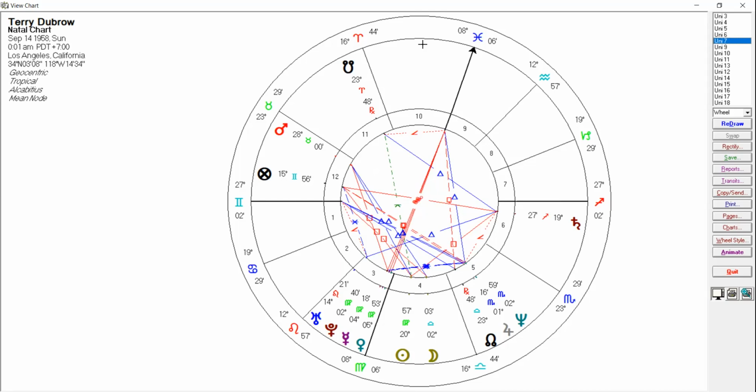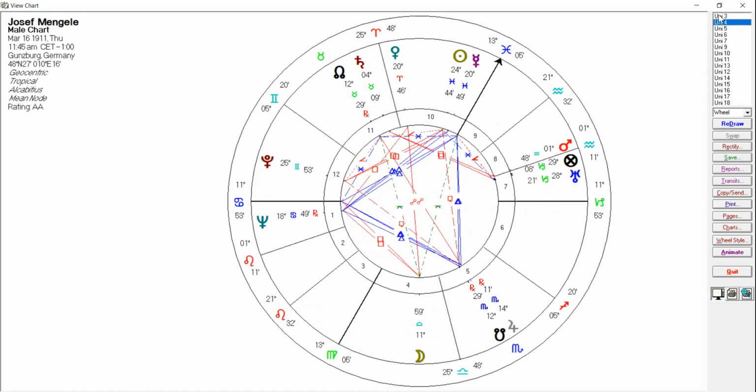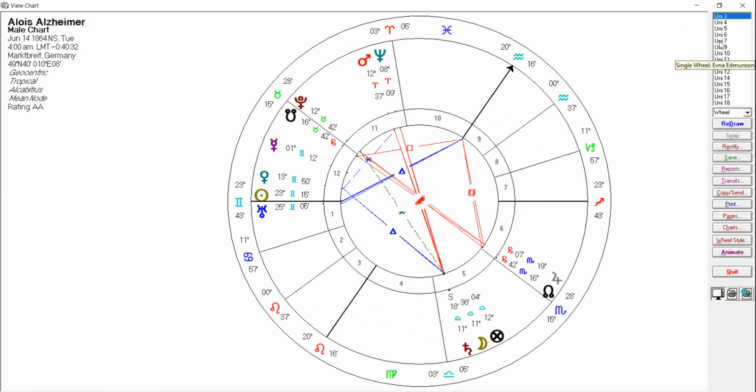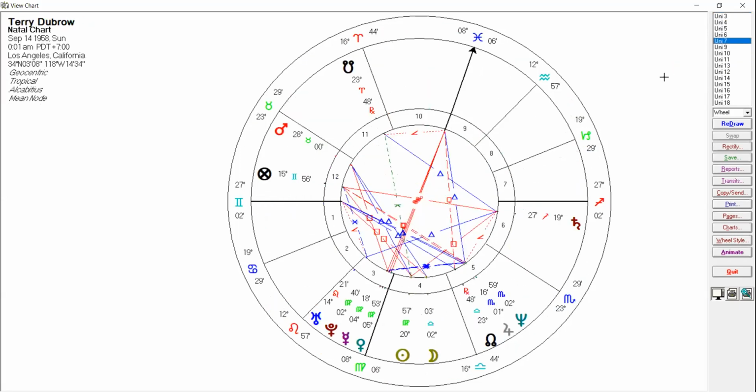We've got another person with Jupiter in Scorpio. We've seen that in a few different charts, and they've been in different periods. Hold on a second. Where was that other one we saw? This guy's Mengele, born in 1911. Alzheimer, born in 1864. Isn't that interesting? 1864, 1911, 1958. This Jupiter in Scorpio thing, and look, Mars ruling the 6th.